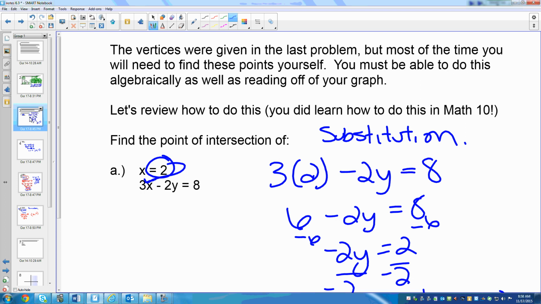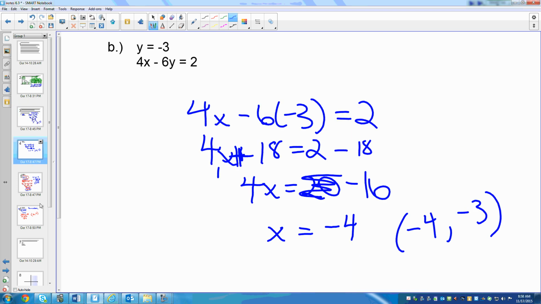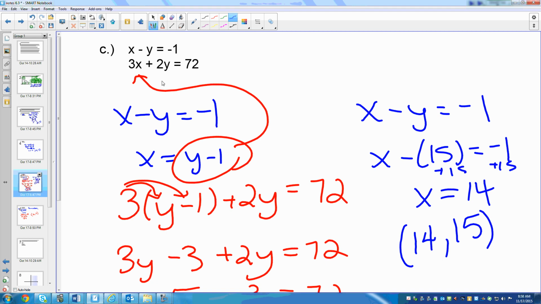Substitution works really nice for equations that have vertical or horizontal lines, right? Because they're already solved for x or they're already solved for y. You just take whatever x is equal to and substitute it in for the other equation, solve for the opposite thing. So substitution worked great for all your x is equal to or y is equal to, because it's already solved for x to substitute in.